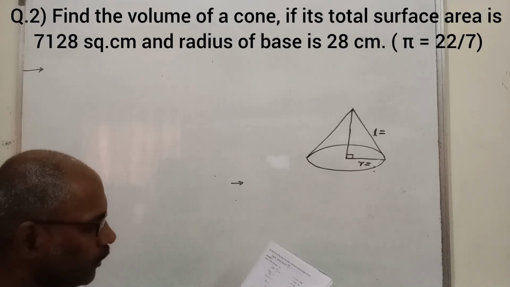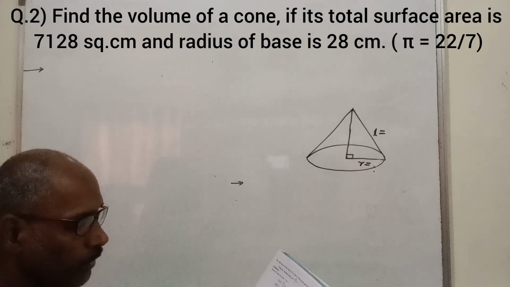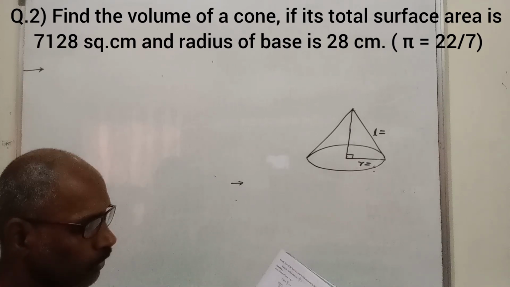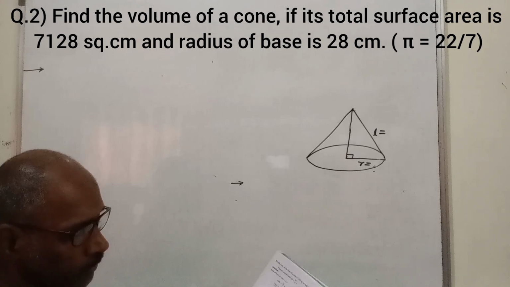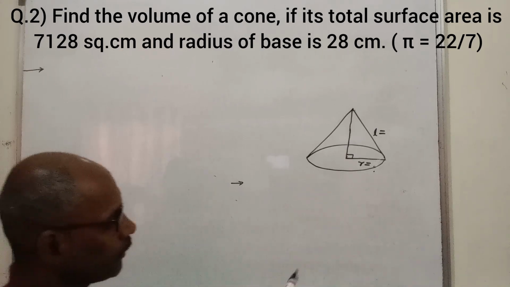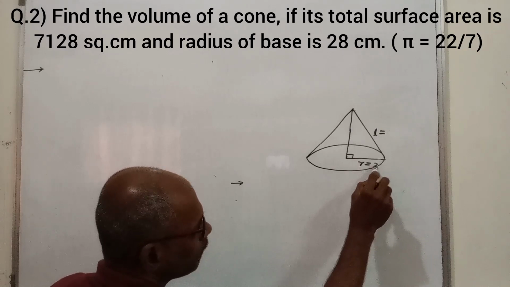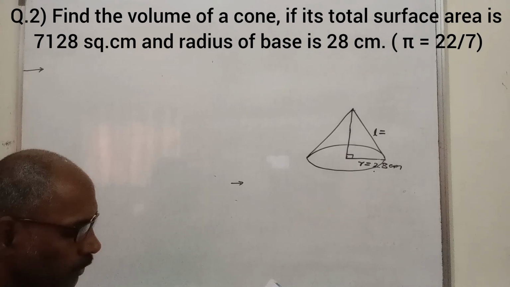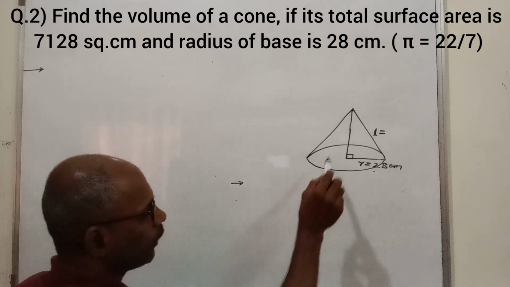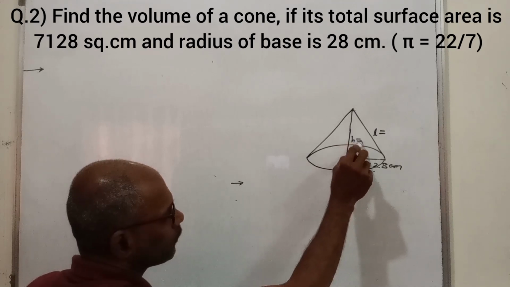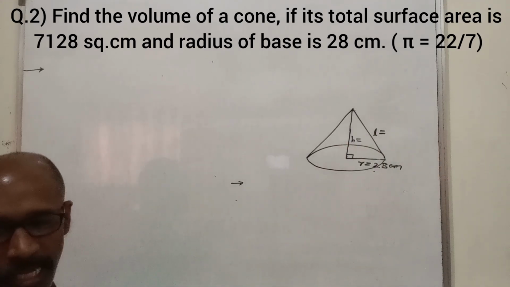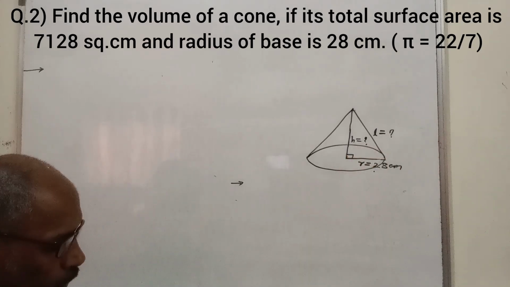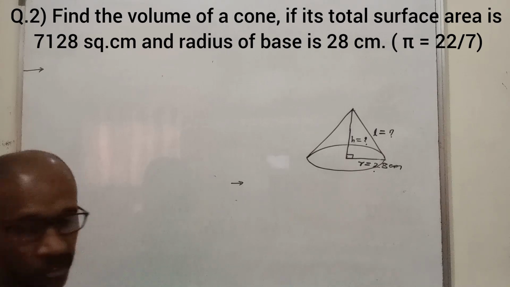Question number 2. Find the volume of a cone if its total surface area is 7128 square centimeter and radius of base is given 28 centimeter. Okay, then find the volume of the cone. Now we don't know h as well as we don't know l. We don't know both of these, but we have been given its total surface area.